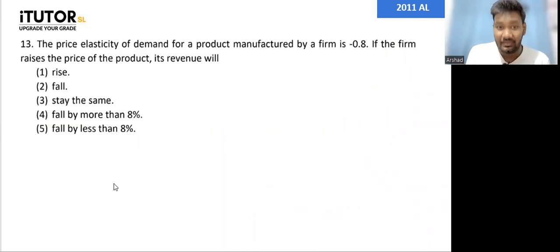Question number 13. The price elasticity of demand for a product manufactured by a firm is minus 0.8. If the firm raises the price of the product, its revenue will. How are we going to figure this out? How many of you know the relationship between price and total revenue? Sorry, elasticity and total revenue. How many of you remember that area? The relationship between elasticity and total revenue. Can't remember?